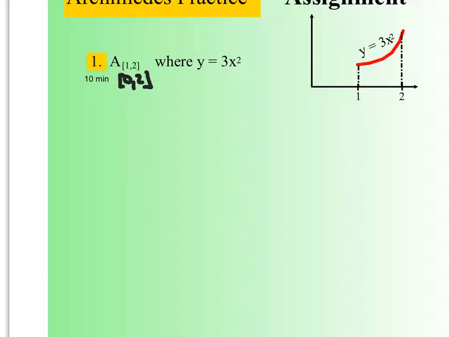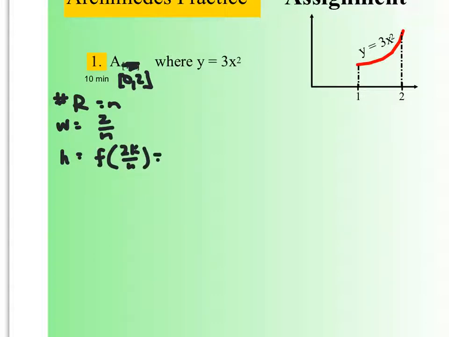Okay, so we've got this function. Number of rectangles is going to be n, width is going to be 2 over n now, right? It's the width of our interval divided by n. I'm scratching that for a minute. Our heights are going to be f of 2k over n, which will be 3 times 2k, remember, k is our iteration for our right side, squared. That will be 12k squared over n squared.